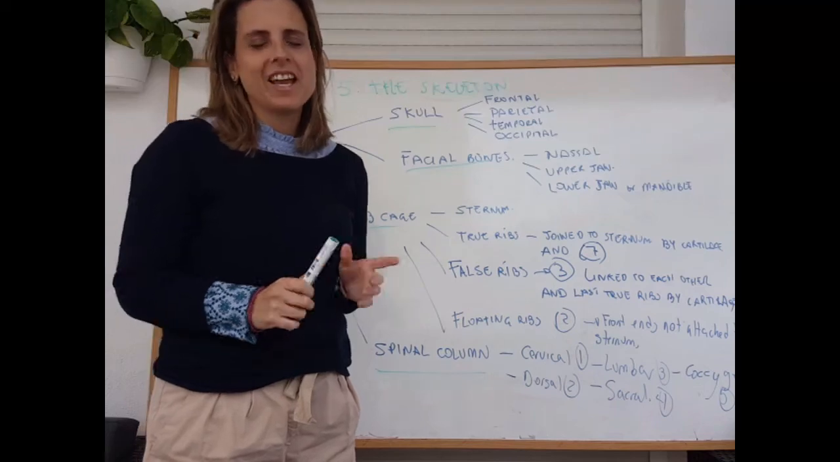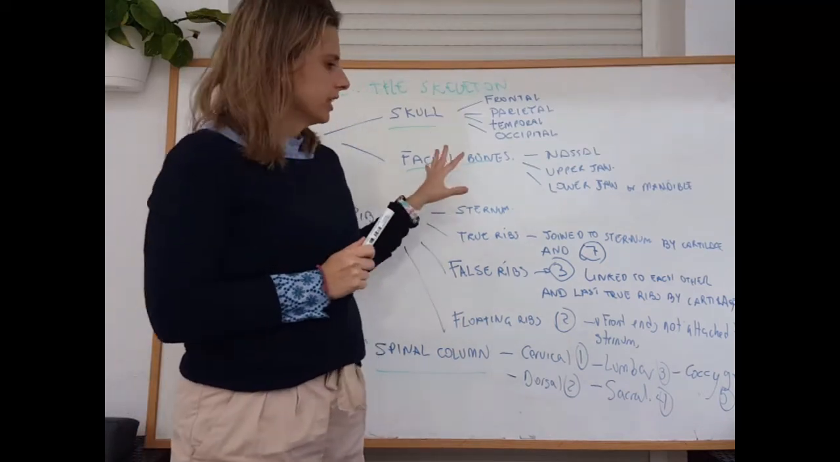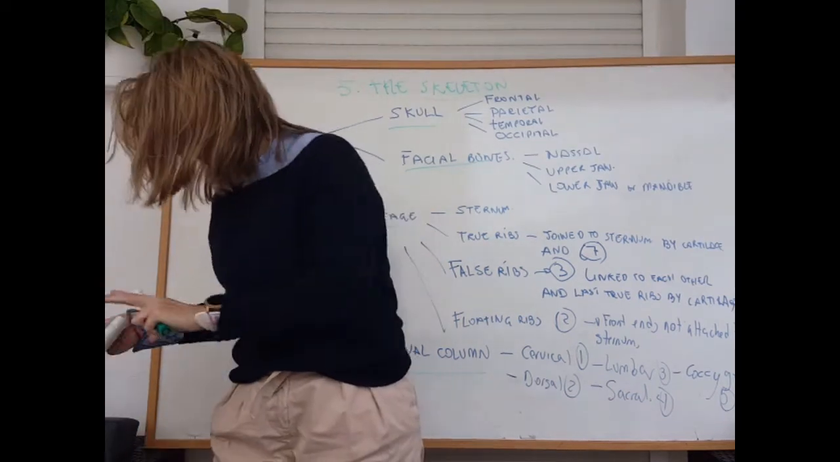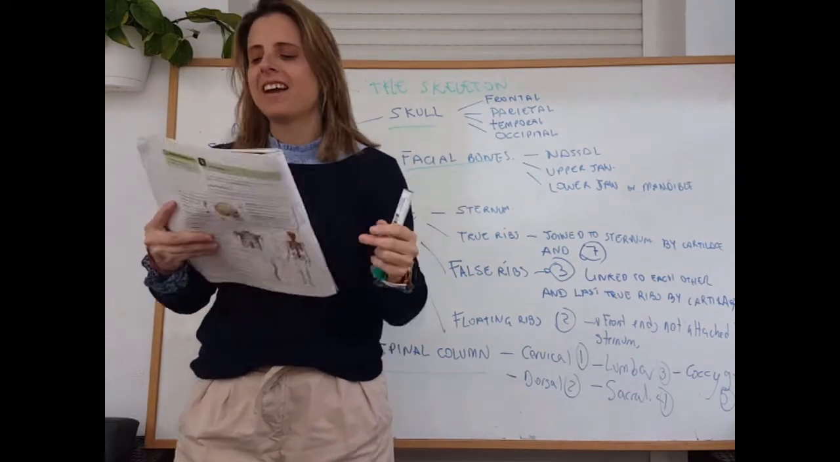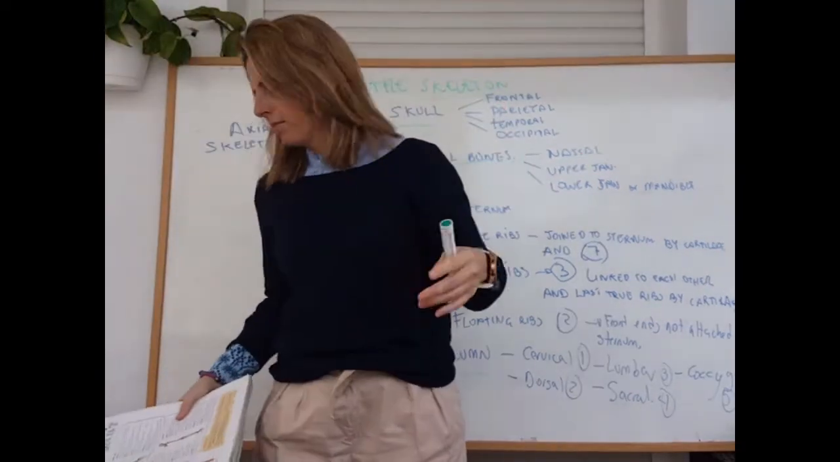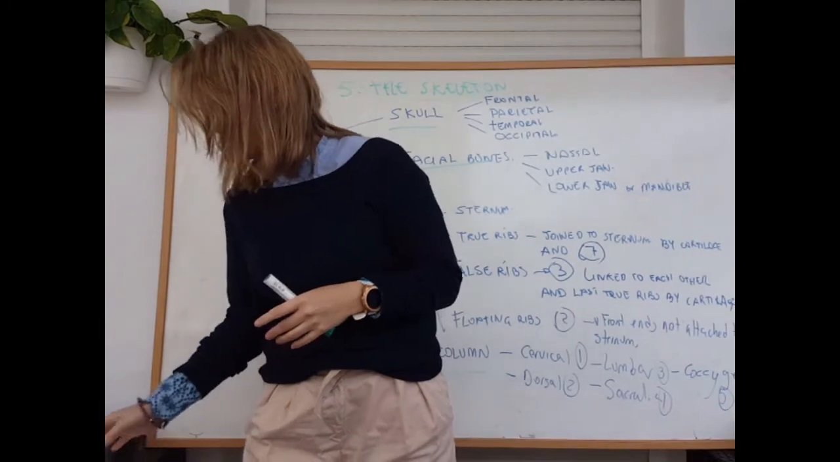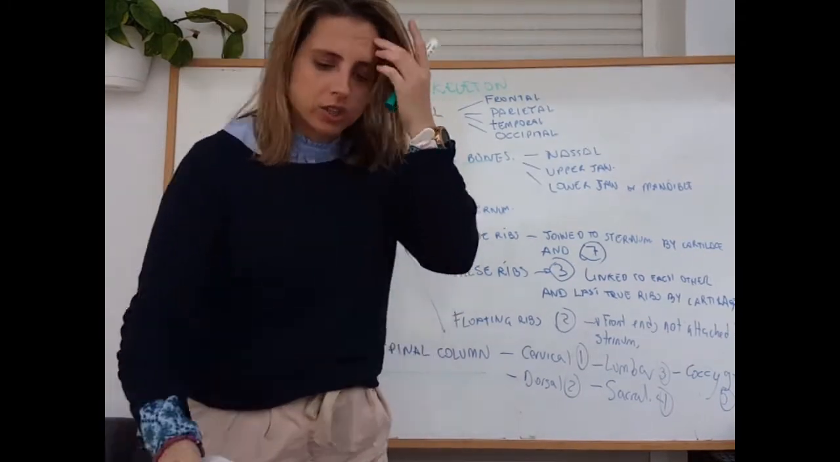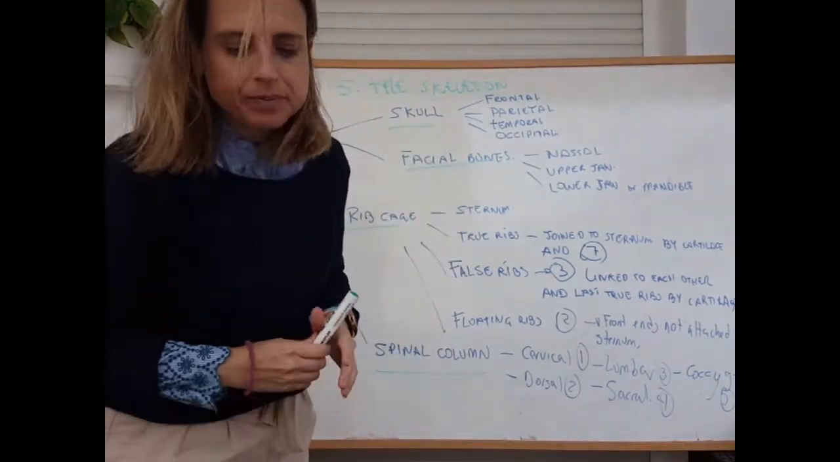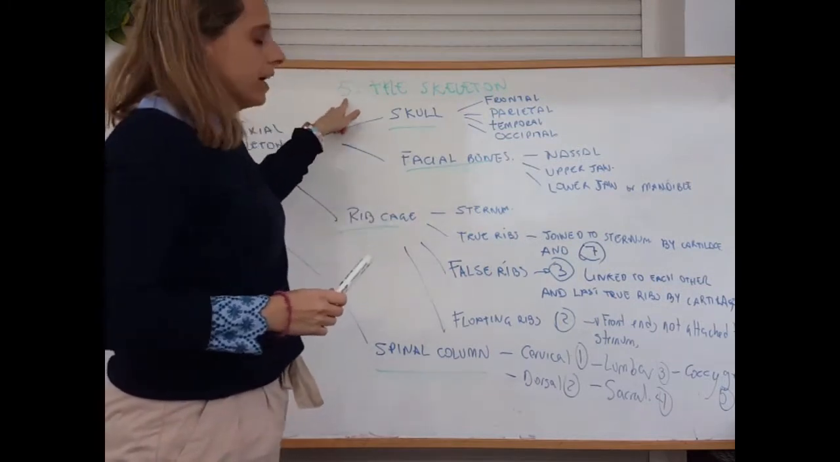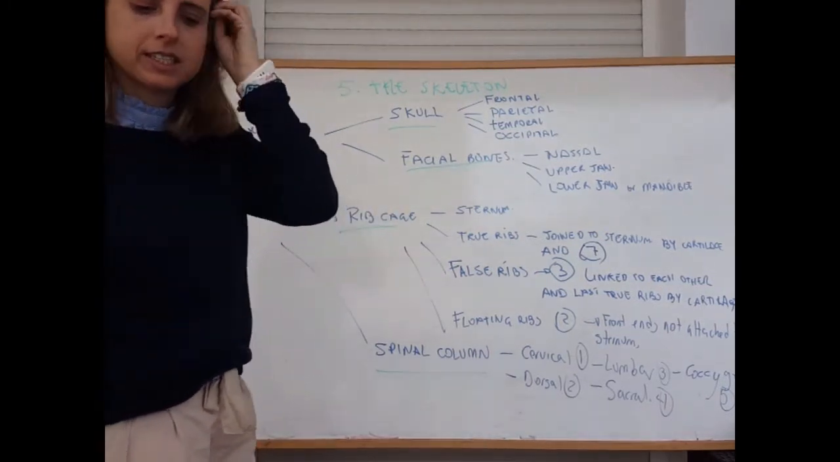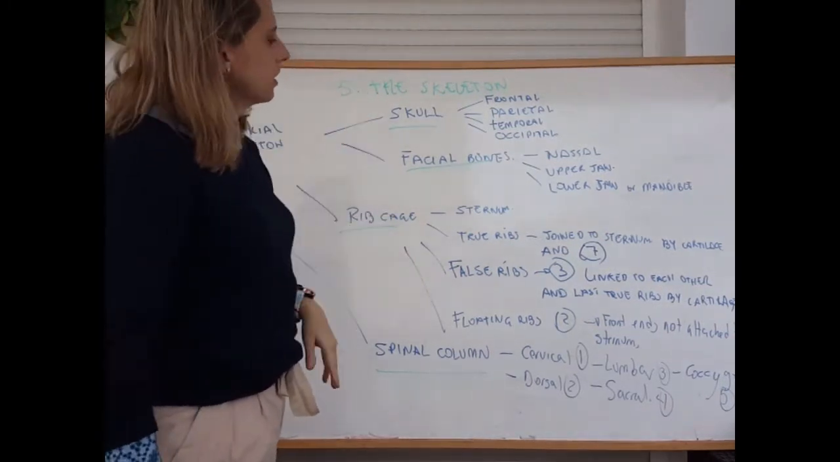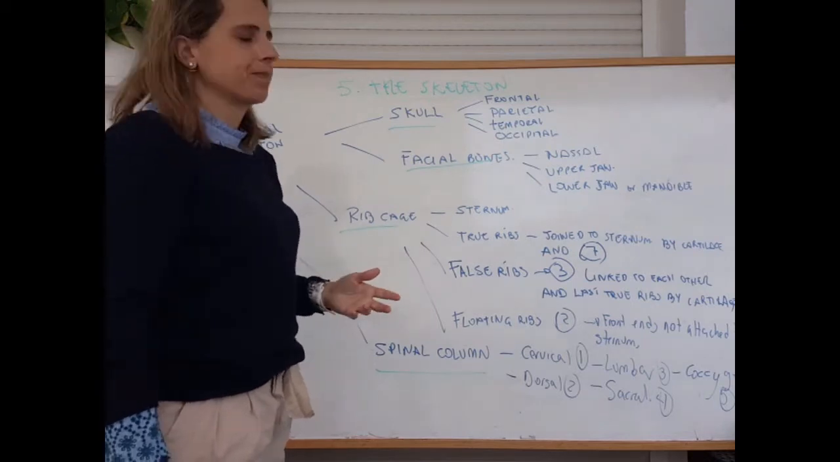Good morning. Today we are going to continue with unit, I think it was 6, which is the endocrine system that we have finished, and the musculoskeletal system. Today we are going to study the skeleton, point 5, page 98. And we are going to study the different parts of the skeleton.